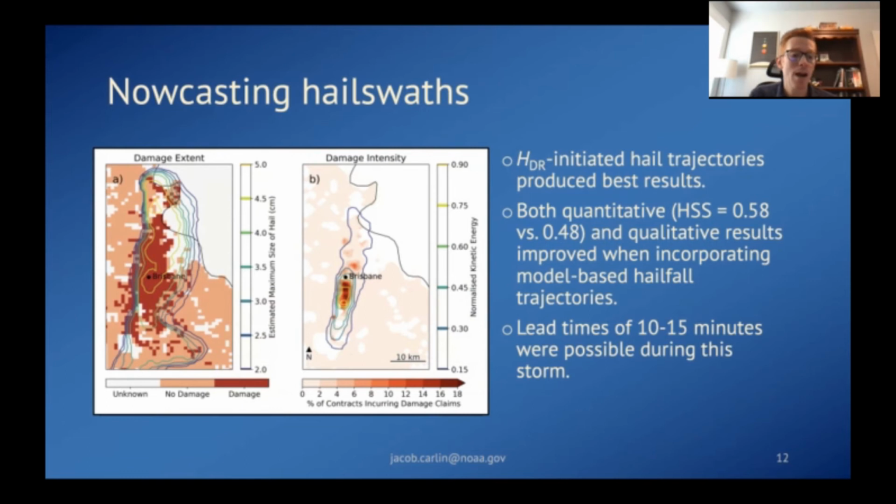Qualitatively, on the left here, we have the estimated maximum size of hail. We see that the largest hailstones are by and large concentrated where most of the insurance claims were filed. And then even more encouraging on the right is damage intensity according to the normalized kinetic energy of the hailstones. But what's shaded here is the percent of insurance contracts that actually filed damage claims. And so we see really good correspondence here between where the largest amounts of kinetic energy were and where the highest rate of insurance claims were being filed.